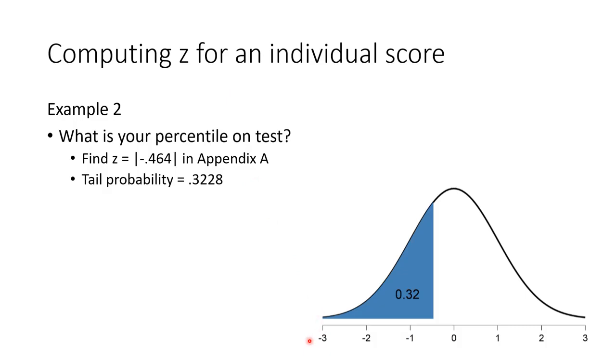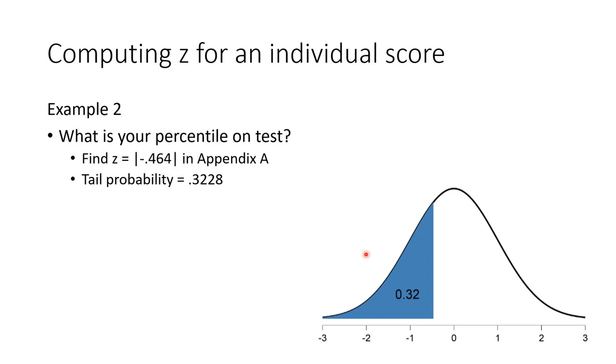So here's what your curve should look like. Again, a normal curve centered on 0, moving up and down in steps of 1. Now you locate negative 0.464, which is right here. You may have had difficulty finding negative 0.464. It's not there. You can't find negative 0.464. What you have to do is look up the absolute value of that number. So you look up 0.464.